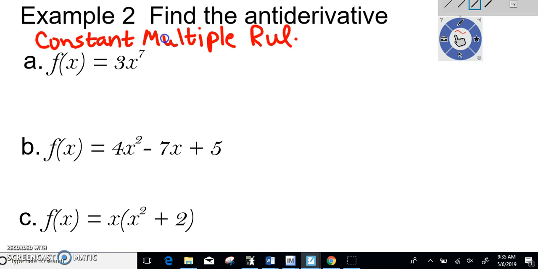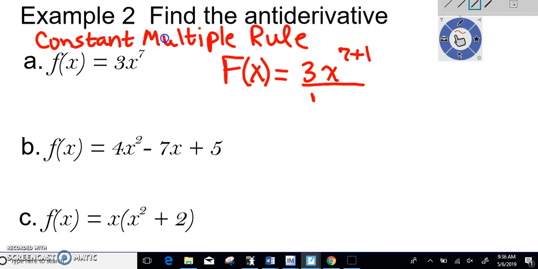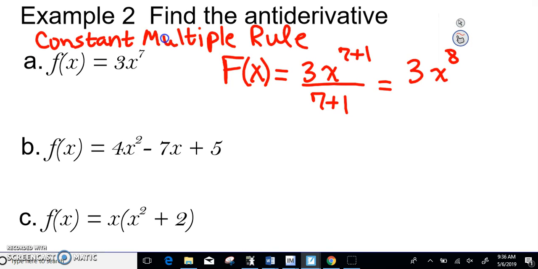All right, so constant multiple rule means that all we do is add 1 to the exponent and divide by the new exponent. So for the antiderivative, we do 3, we add 1 to the 7, so 7 plus 1. So that would be 3x to the 8th power, divided by 8. And that's it. That's the answer.